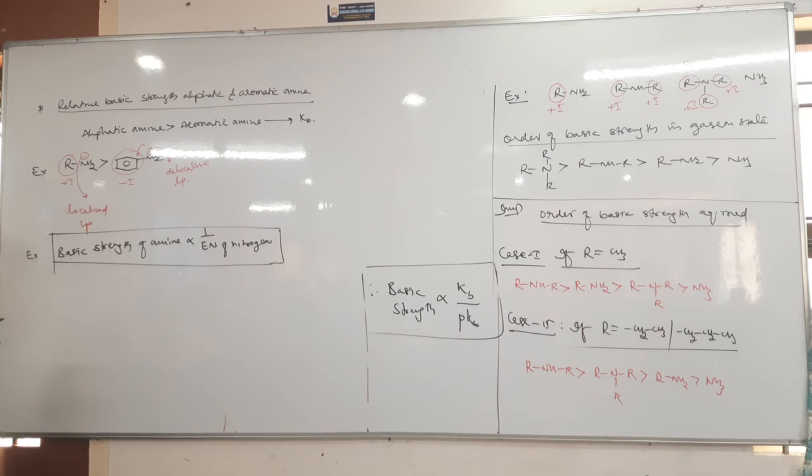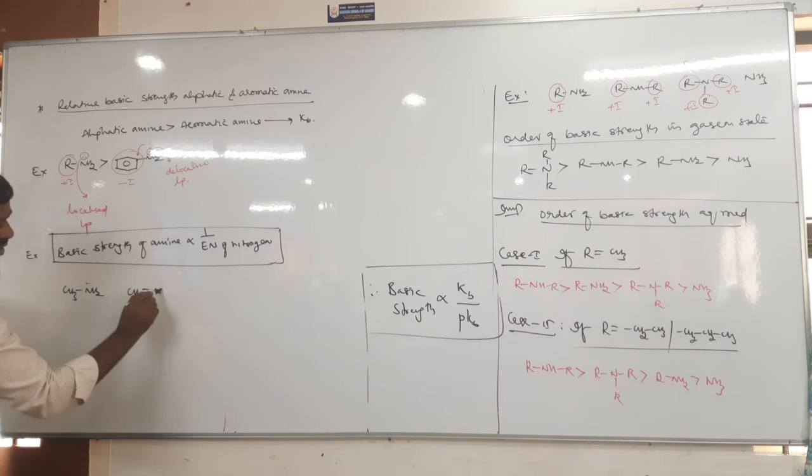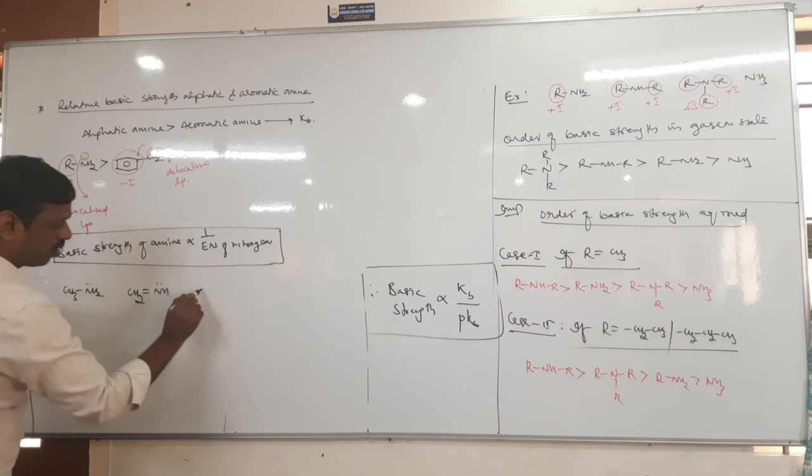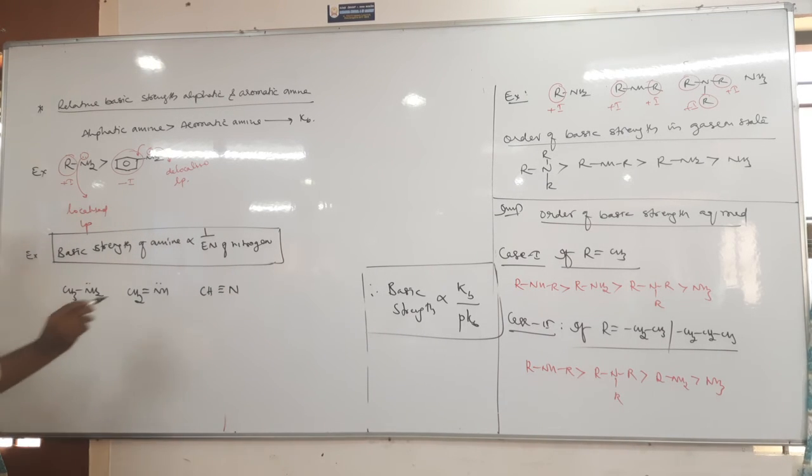Right. So basic strength of amine is inversely proportional to electronegativity of nitrogen. It means, for example, let us take methylamine. There is one lone pair, and if there is a double bond, here also one lone pair, here there is a triple bond, here also one lone pair. We need to understand what is the electronegativity of nitrogen.